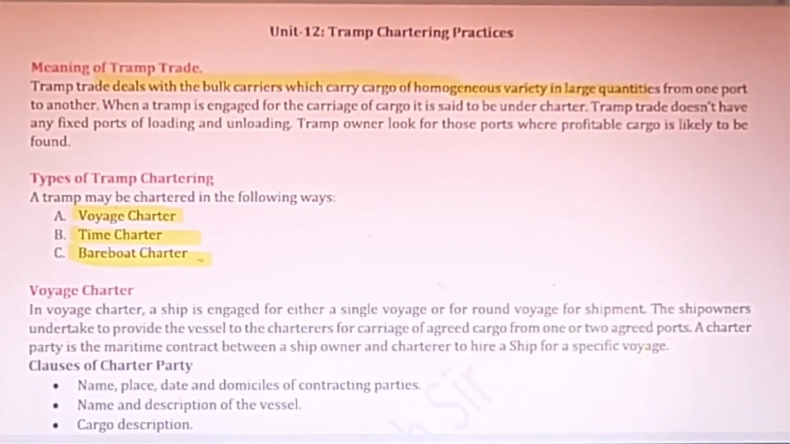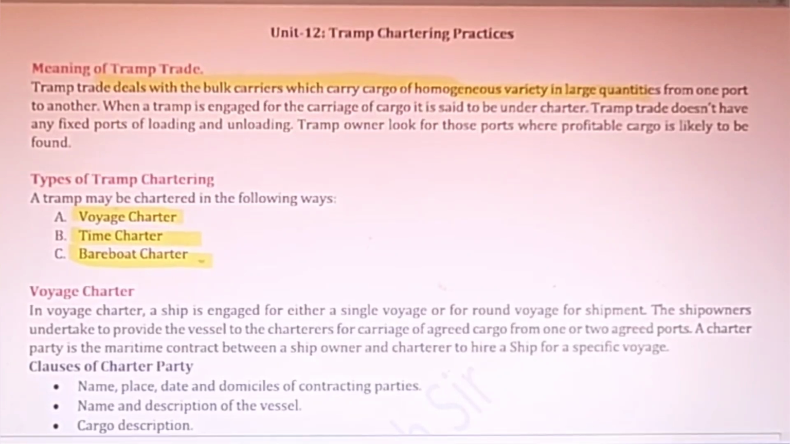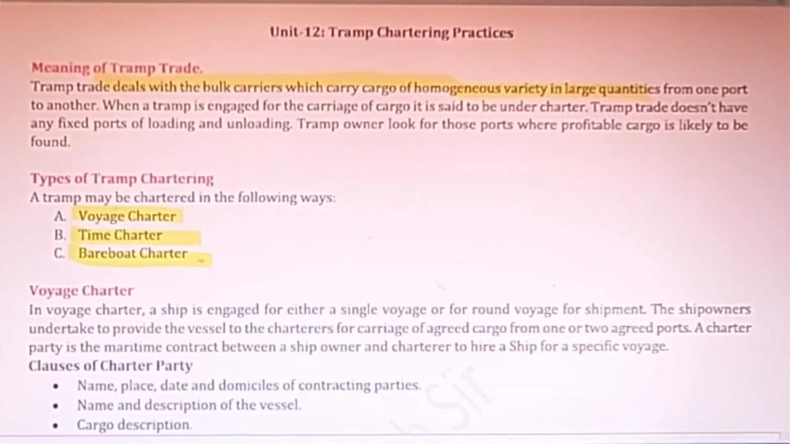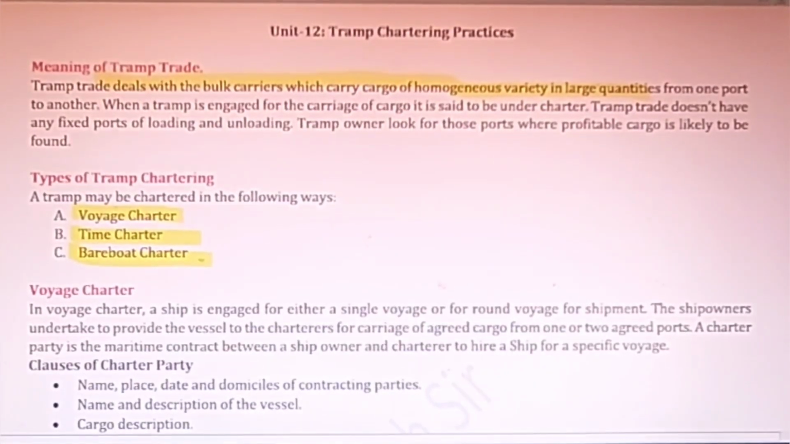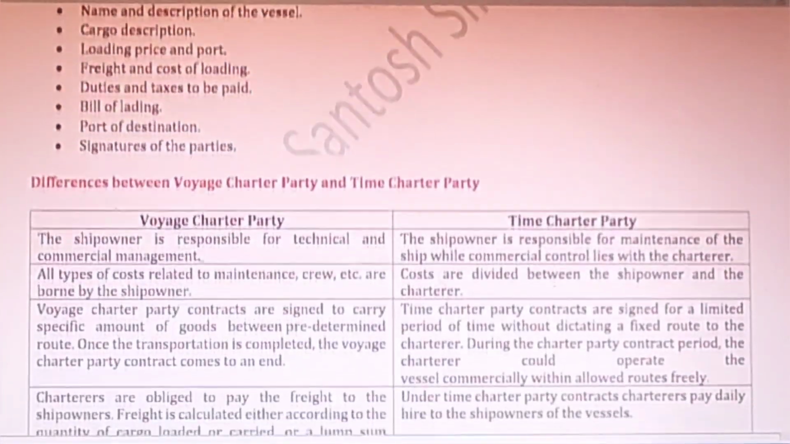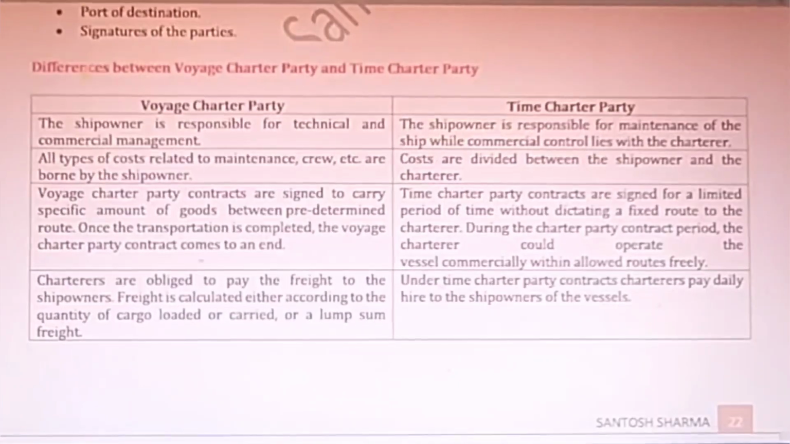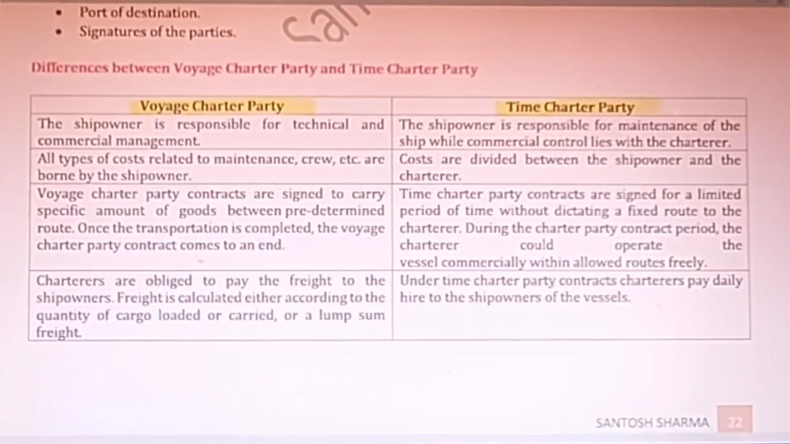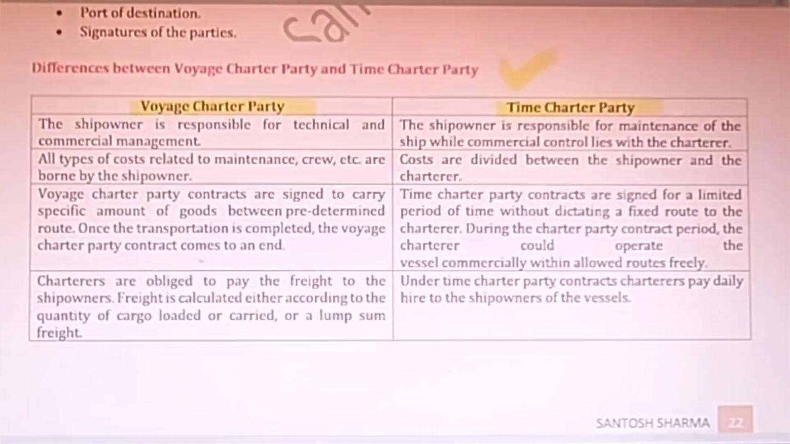I explained this concept in my previous video also in IGNOU 02. A lot of topics are common in this, so you must see that. One more difference, that is between voyage charter party and time charter party. Very important one. Do revise this question well.